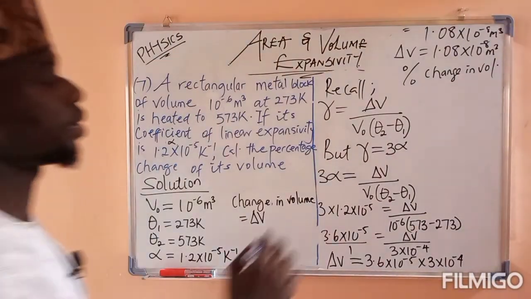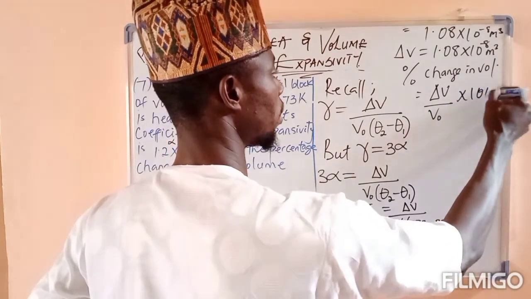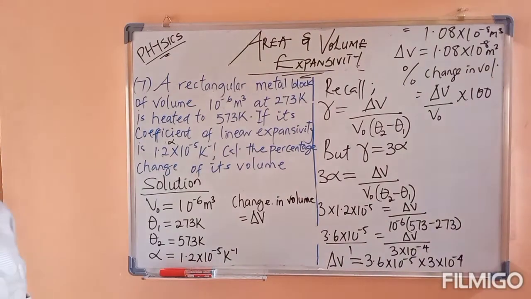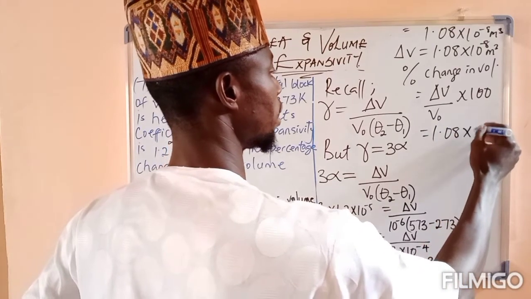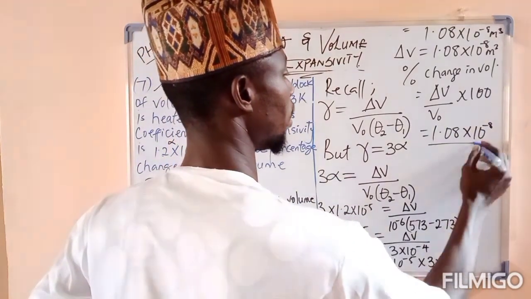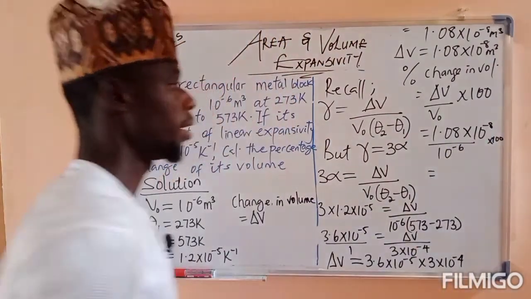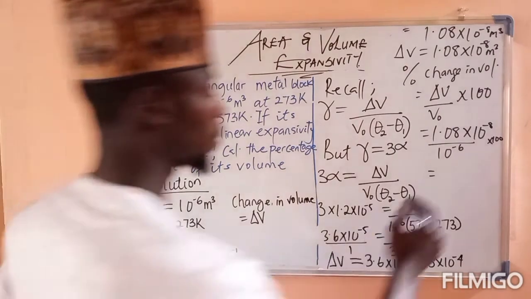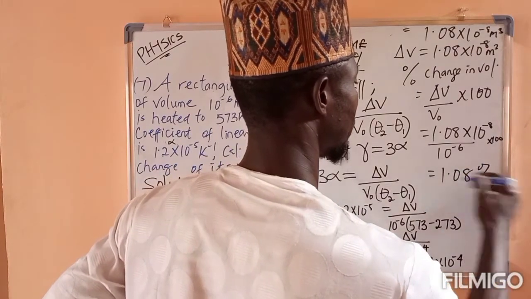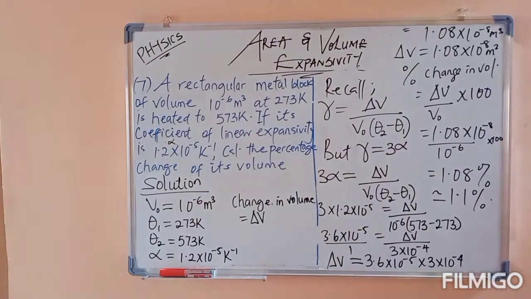Percentage change in volume is equal to change in volume all over original volume times 100. Are we clear? So that will be change in volume, we have got it to be 1.08 times 10 raised to power minus 8, all over original volume 10 raised to power minus 6, then multiply by 100. By the time I do that, I'll end up having 1.08%, which I can approximate to be 1.1%.